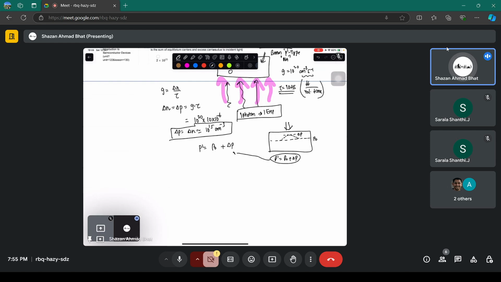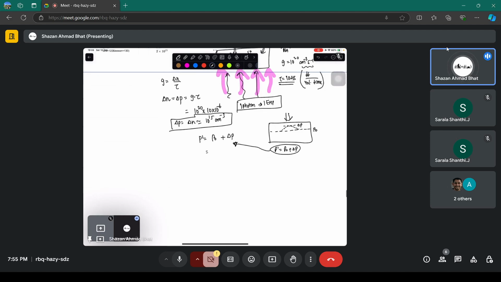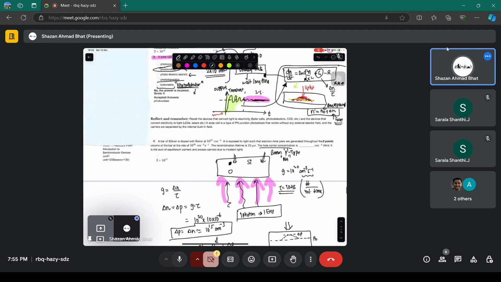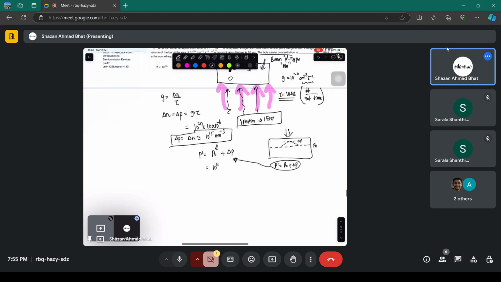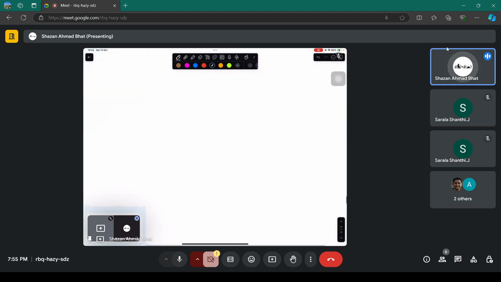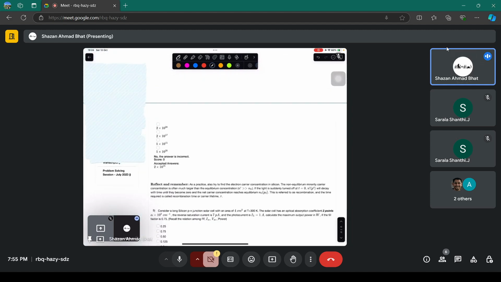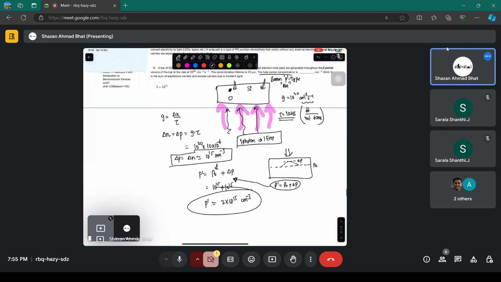So this is what it basically signifies. P naught is given, it is 10 to the power 15, plus you found the delta P, which is 10 to the power 15. You get P dash to be equivalent to 2 into 10 to the power 15 per centimeter cube. So this is the exact overall hole concentration in this particular system. Okay, this is the answer of this question.